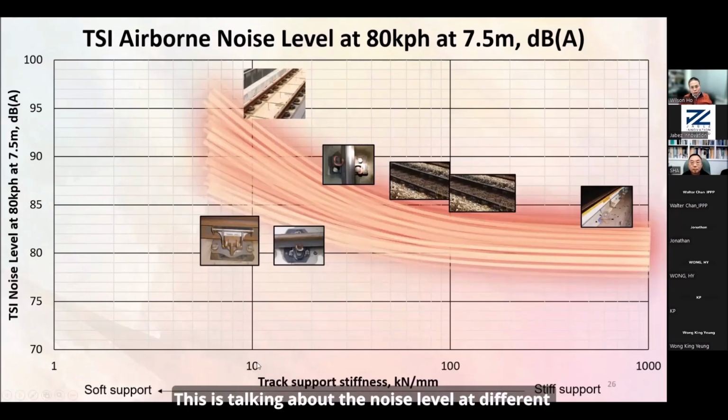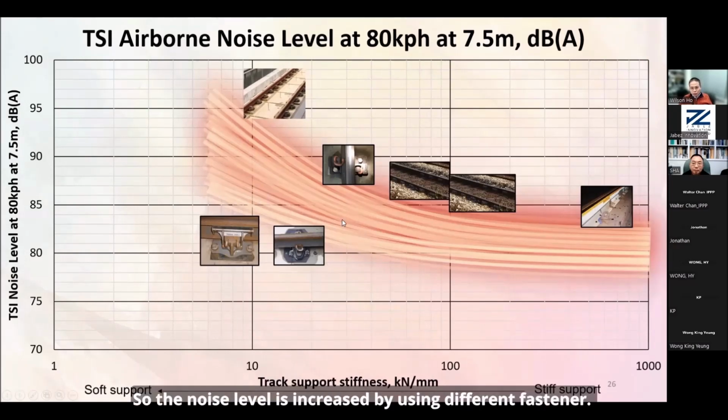So this is talking about the noise level at different fastener stiffness. In the past, the wheel pad was very stiff, so the noise level was 79, 78, better than the TSI limit. Then for ballast track, the wheel pad stiffness could be 60 to 200, so the noise level increased a little to maybe 82. And nowadays, they use other resilient base plates, egg or floating slab, then the noise level will increase to 85, maybe even 90, if they are using a very soft fastener.